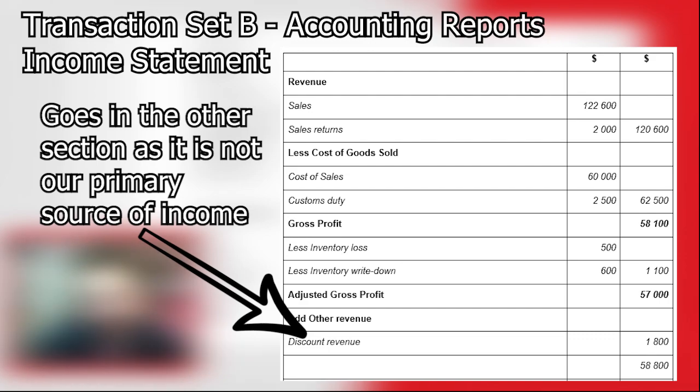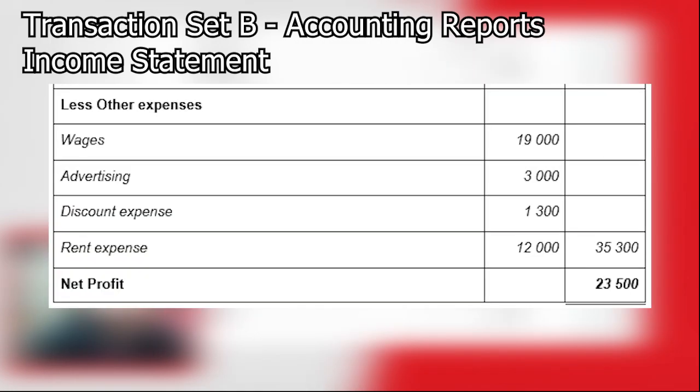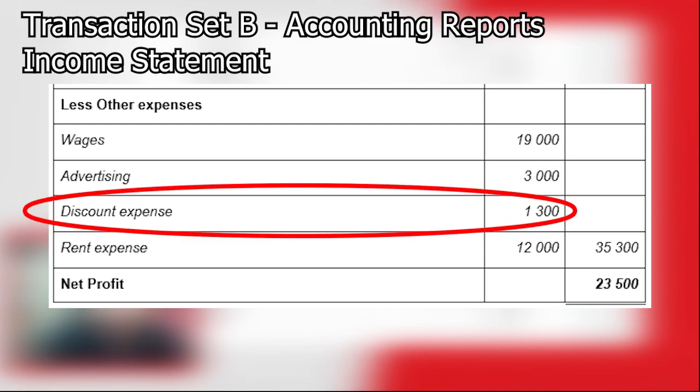Like if I have a term deposit I earn interest on it. That's other revenue. It's not my primary source of income as a business. So that's where discount revenue comes in. Discount expenses is treated like any other expense, so wages, advertising, rent, discount expense, all goes in the less other expenses. So that's where you're going to find those on the income statement.